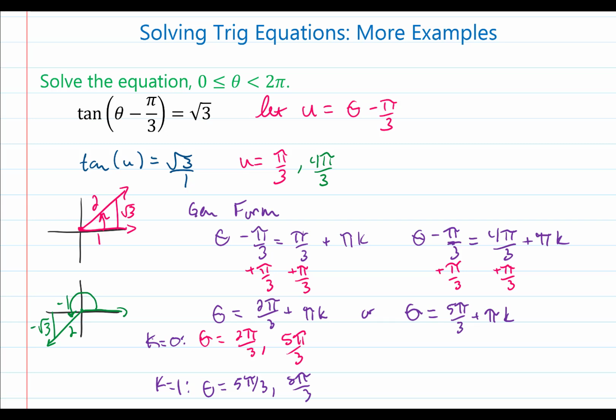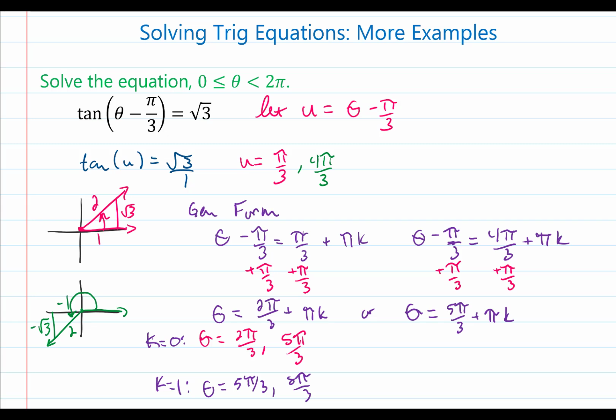Now you do see that one of the values is repeated. We don't write that twice. That does happen periodically, especially with tangent. So we are going to stop here, however, because we see that 8 pi over 3 is actually larger than 2 pi. So we don't want to keep going, although we could if we'd like to.